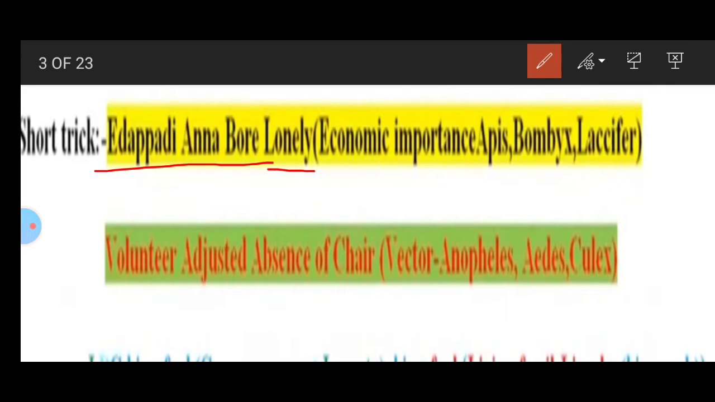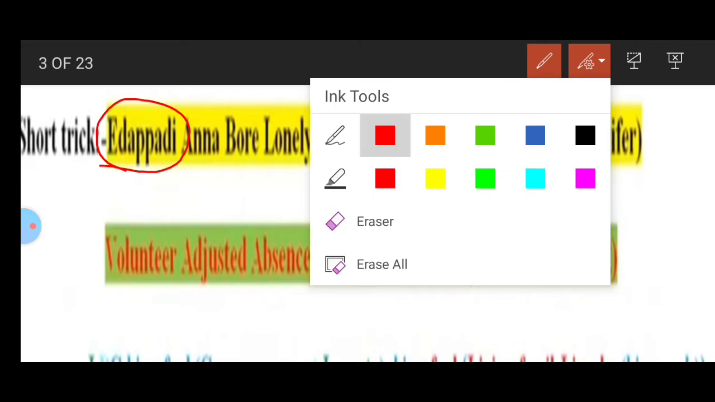Eddapaddi Anna bore lonely. Eddapaddi means he was the CM of Tamil Nadu state, so that name is Eddapaddi. Here Eddapaddi stands for economic importance.